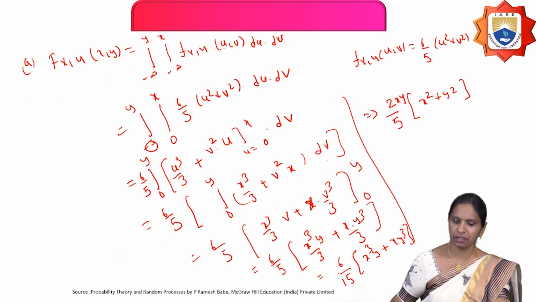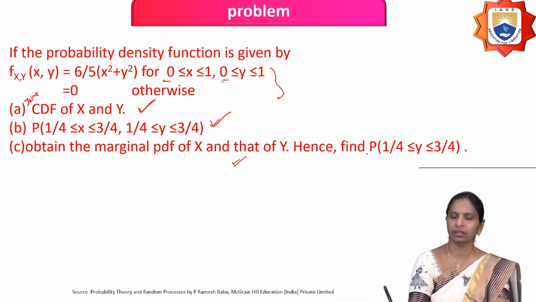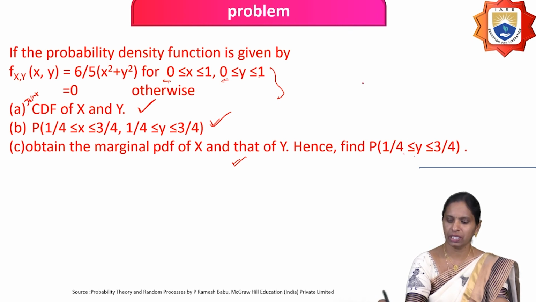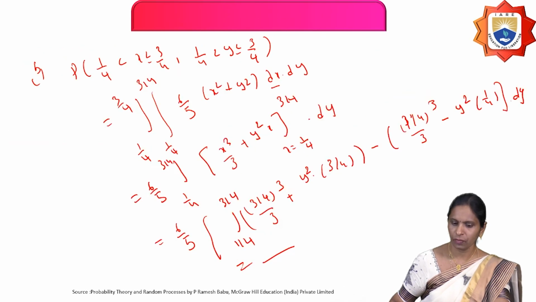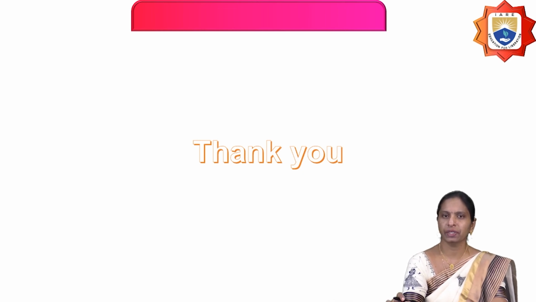So what is the given problem here? They have given the joint density function. You have to calculate the joint distribution function. You have to calculate the joint probability. You have to calculate the marginal density functions. And then you have to calculate the probability of the random variable y taking values from y1 to y2. So these problems can be solved by using the properties of the joint density function. Therefore, in today's lecture, we have discussed the joint density function, properties of the joint density function, and the marginal density functions. After that, we have solved one problem by using the properties of the joint density function.